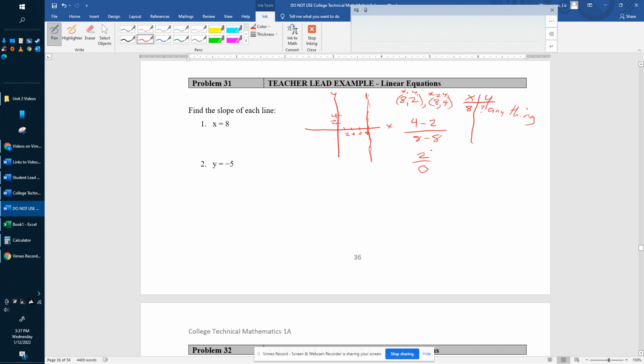Beware, the world's about to implode. We just divided by 0. We cannot do that. Cross it out. Pretend it never happened. When we have x equals a number, we have a vertical line. We talked about in an earlier video, when we have a vertical line, it's no longer a function. So in this case, the slope is undefined.